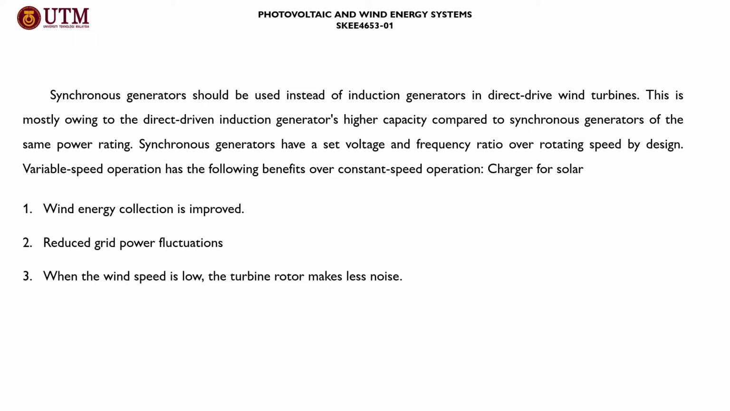Starting with the synchronous generators: they should be used instead of induction generators in direct drive wind turbines. This is mostly owing to the direct driven induction generators' higher capacity compared to synchronous generators of the same power rating. Synchronous generators have a set voltage and frequency ratio over rotating speed by design. Variable speed operation has the following benefits over constant speed operation.